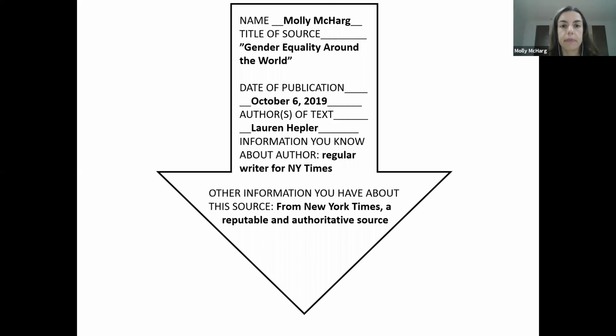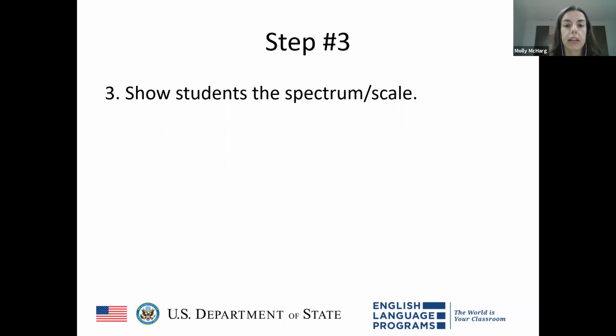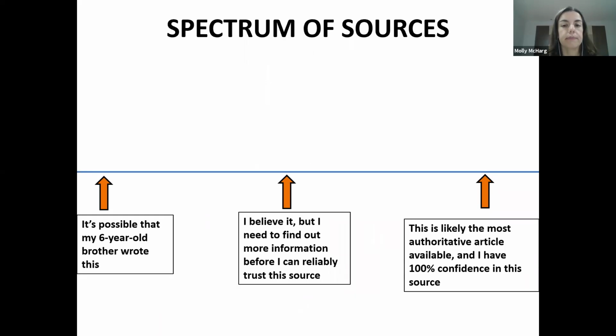So again, let's pretend I have completed it. The next step is you are going to show your students the spectrum or the scale. And this is what my scale looks like. I call it the spectrum of sources. On the far left side, I have an arrow that says, it's possible that my 6-year-old brother wrote this. In the middle, I have what says, I believe it, but I need to find out more information before I can reliably trust this source. And then on the far right end, it says, this is likely the most authoritative article available, and I have 100% confidence in this source.